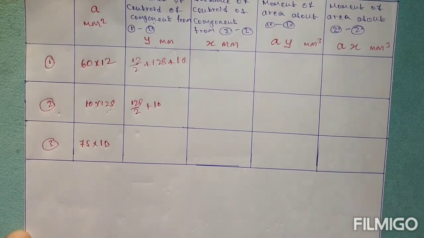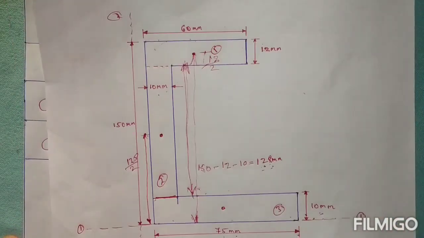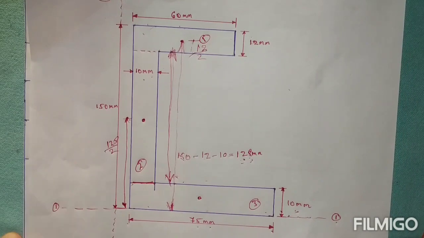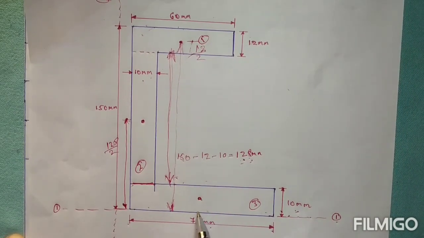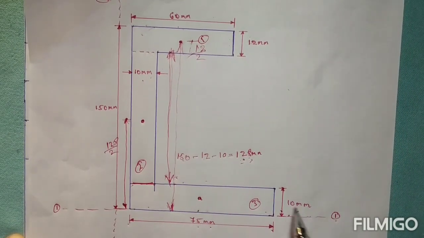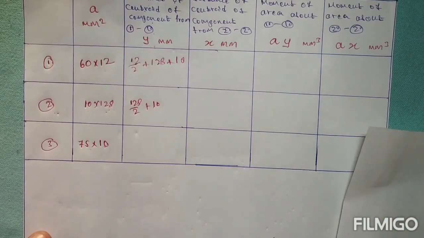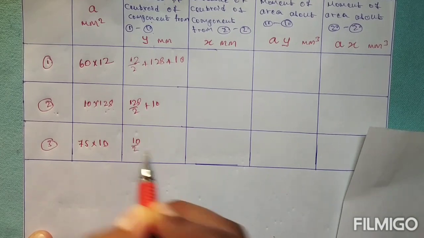So similarly for the third component, the CG of the third component to our reference axis 1 1, that will be 10 by 2. So here it is 10 by 2.